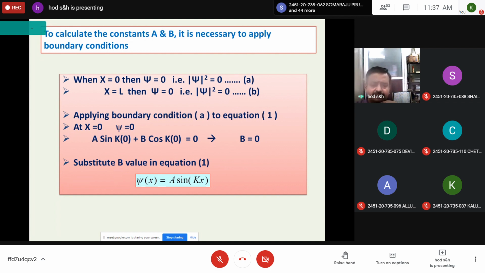So first, at x equal to 0, we have ψ equal to 0. Therefore, instead of x, you should substitute in the previous expression, which is ψ = A sin kx + B cos kx. So A sin k(0) + B cos k(0) equals 0, because ψ is equal to 0. From this, sin 0 is 0 and cos 0 is 1. From that you will get B is equal to 0.